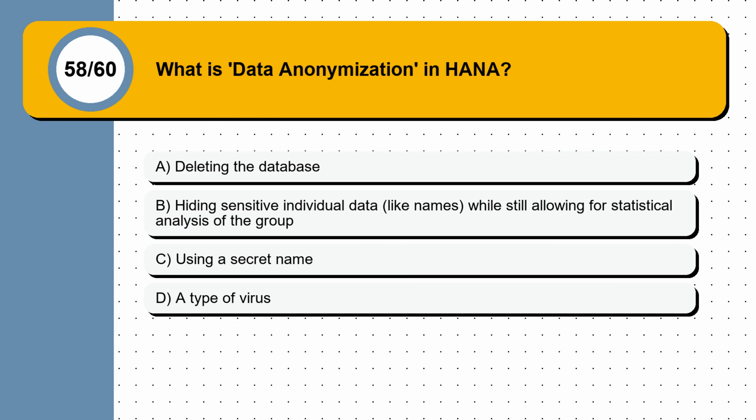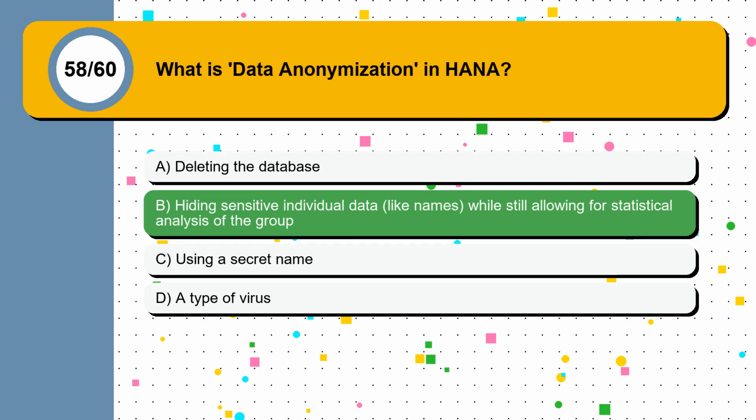Question 58. What is data anonymization in HANA? Option A, deleting the database. Option B, hiding sensitive individual data, like names, while still allowing for statistical analysis of the group. Option C, using a secret name. Option D, a type of virus.